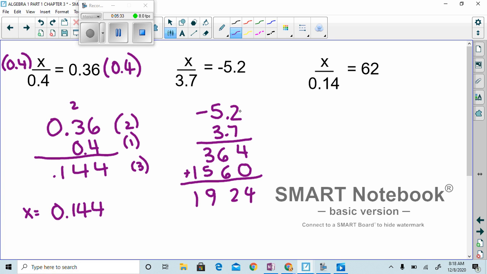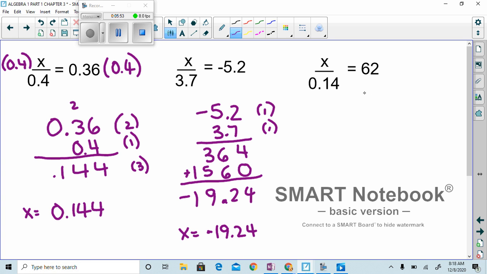On to the decimals. I see 1 decimal in the first, 1 in the second. I need 2 in my answer. But before you move on, notice that you are multiplying a positive and a negative, so your answer to this is a negative. Negative 19 and 24 hundredths.